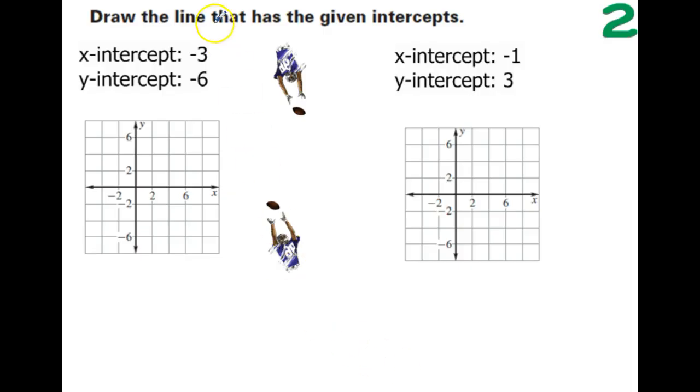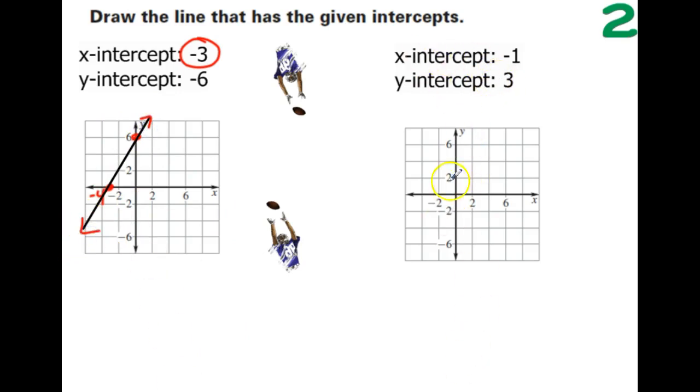Over here, it says draw the line that has the given intercepts. Well, this one's pretty simple. Our x-intercept is -3. These go by 4, so 3 would be right in the middle. And our y-intercept is 6. All we have to do is draw our line through those 2 points and add arrows to the ends.